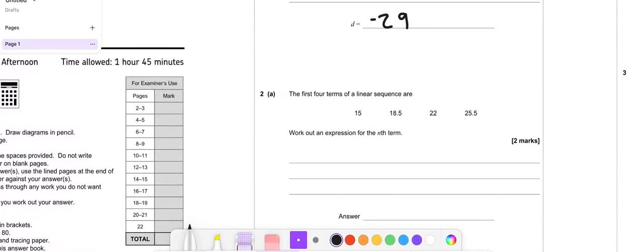First 4 terms of a linear sequence. So linear, kind of arithmetic sequence, so it's going up in 3.5s every time. So that means the nth term is 3.5n, and when n is 1, we're here, so 3.5 times 1 is 3.5, we've got to add on another 11.5.